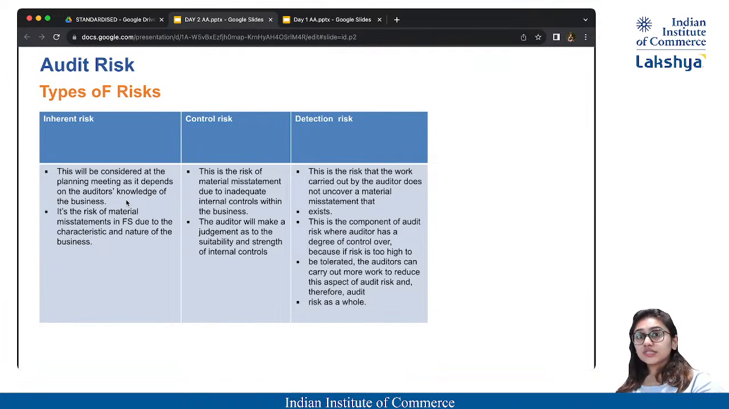And then the control risk: there is a risk in the business, but your controls are not able to identify that risk. And then the detection risk: there is risk in the business, but the procedures applied by the auditor are not able to detect that risk.